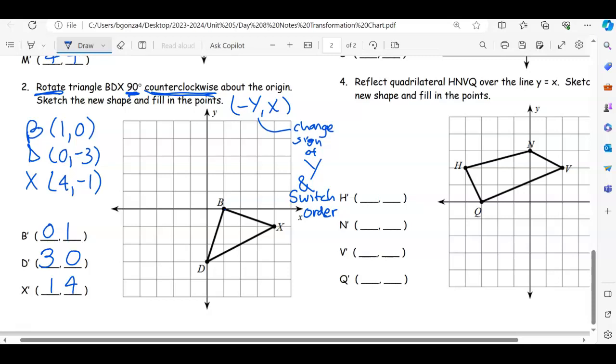All right, so let's graph it. Don't forget to graph it, okay? 0, 1, put a point. Okay, that's my B prime. 3, 0, put a point. D prime. 1, 4, put a point. X prime. And again, you have a ruler you grabbed on the way in, or you can grab one nearby, so you can make nice straight lines.